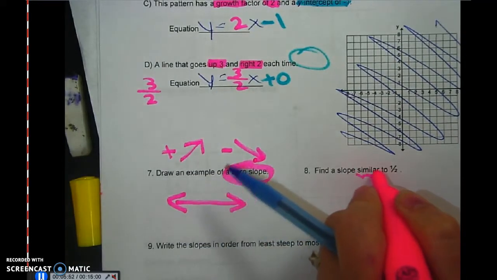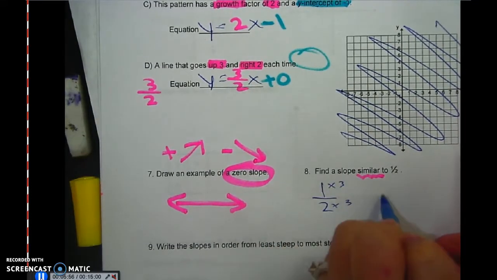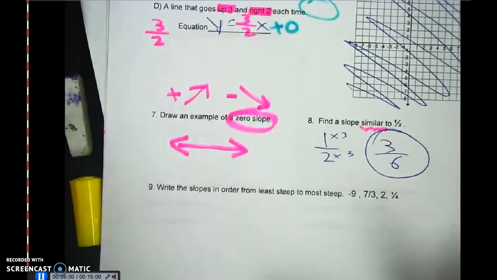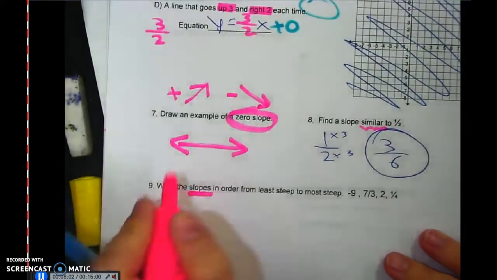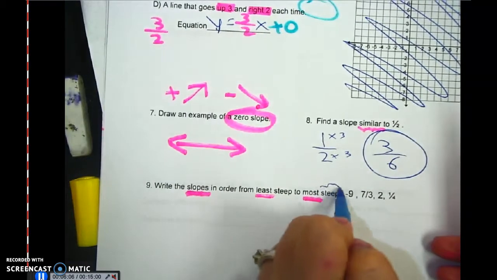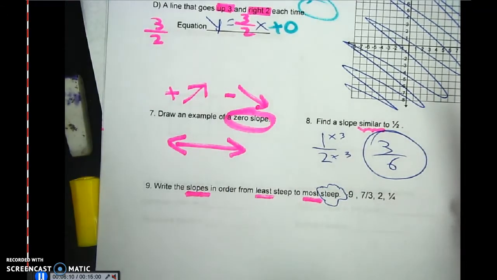Find a similar slope to 1/2 times 3 times 3. 3, 6 works for me. Okay. Write the slopes from least to most in the steepness. So don't even look at the negative. Just think about pizza.